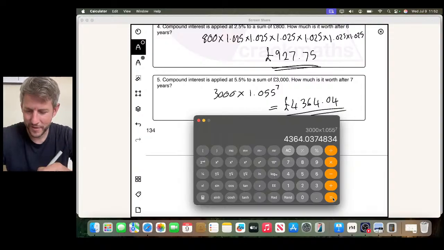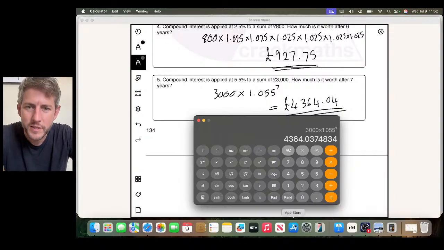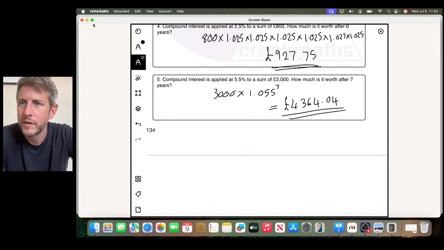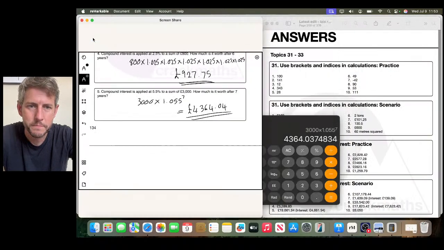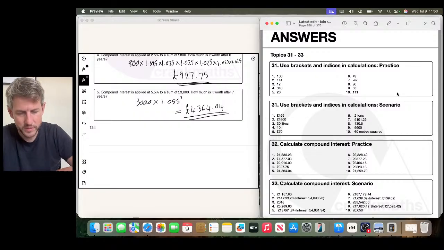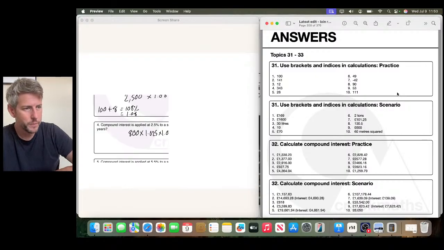Right, so let's get this first round marked. Here we go. I'm going to minimise this to get to the answers. This was topic 32, compound interest.